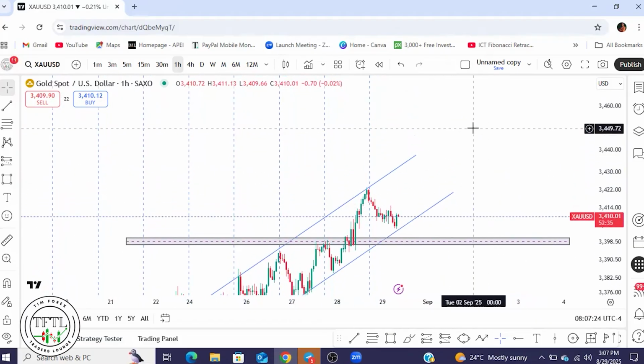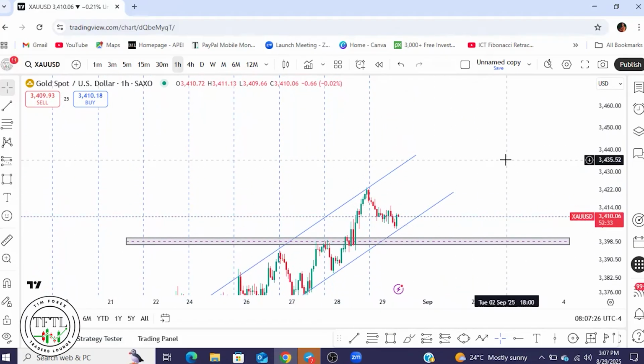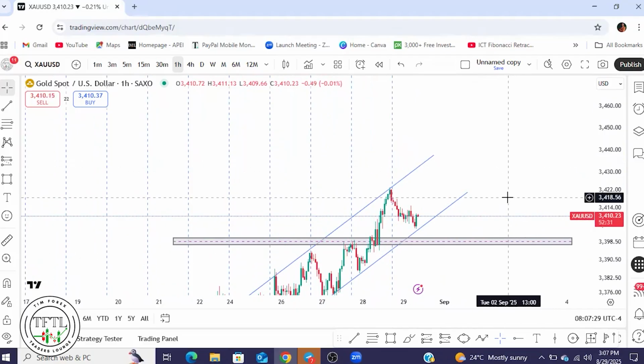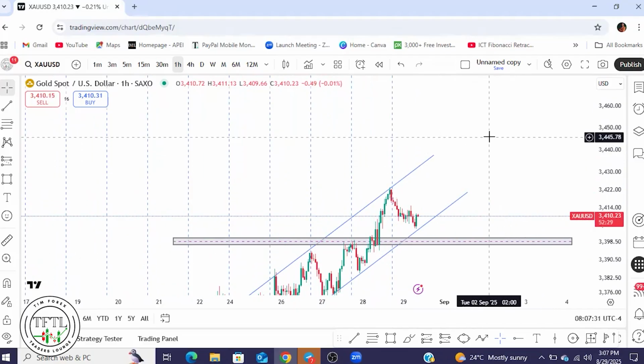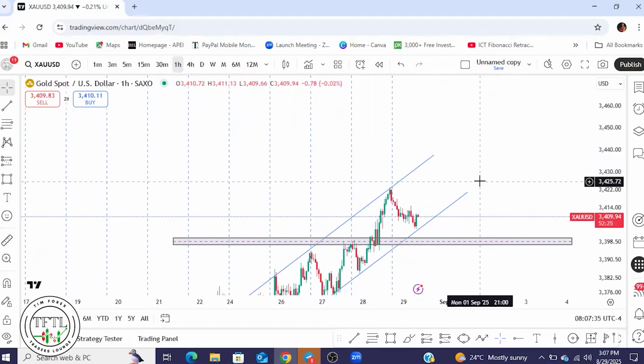So next we are looking at probably that 3450, all right? So 3400, 3410, 3420, those are some of the psychological levels that we are looking at, okay? The next major one we are looking at is the 3500, where we have the all-time highs, all right? Where we have the all-time highs.